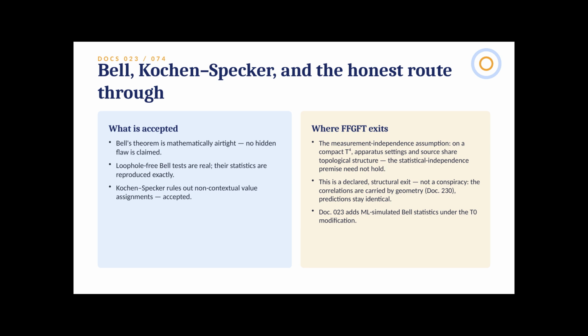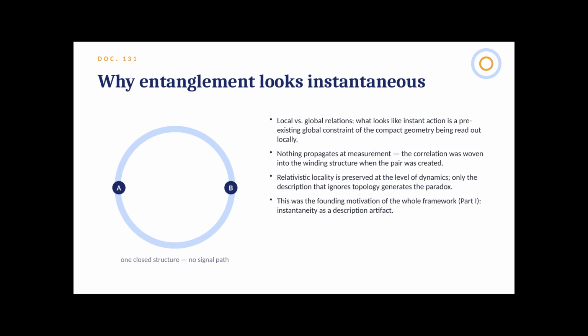So where's the exit? It's one specific assumption, measurement independence. On a compact torus, the settings of your apparatus and the source actually share topological structure, so the premise that they're statistically independent need not hold. That's a declared structural exit, not a conspiracy theory. The correlations are carried by the geometry, and the predictions stay identical.